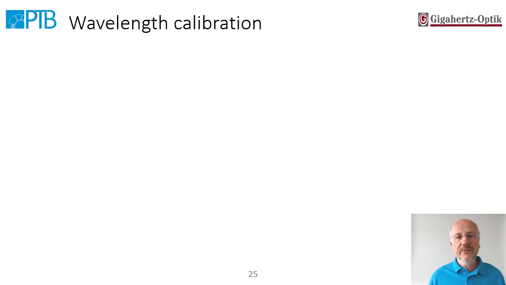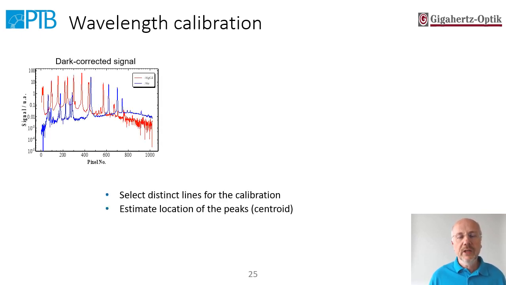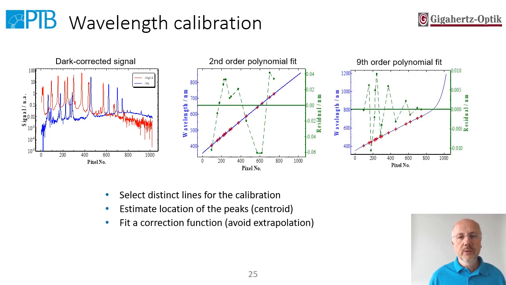So after we have found some lines and assigned wavelengths to the peaks, we can then perform a polynomial fit to get the whole wavelength scale. And you can see that the second order polynomial fit is already sufficient for many calibrations. It's very important that you avoid extrapolation, because this would lead to very misleading results.